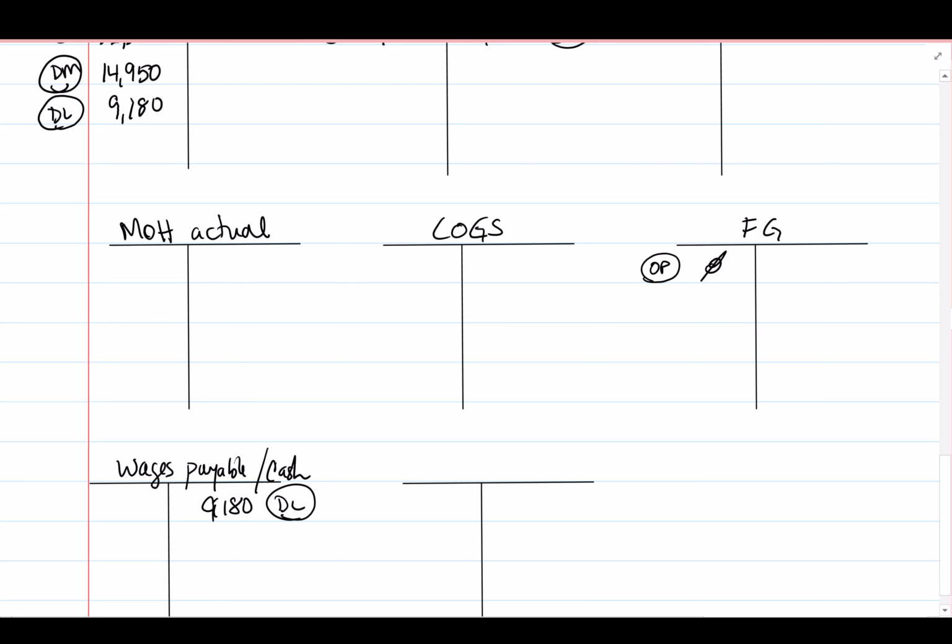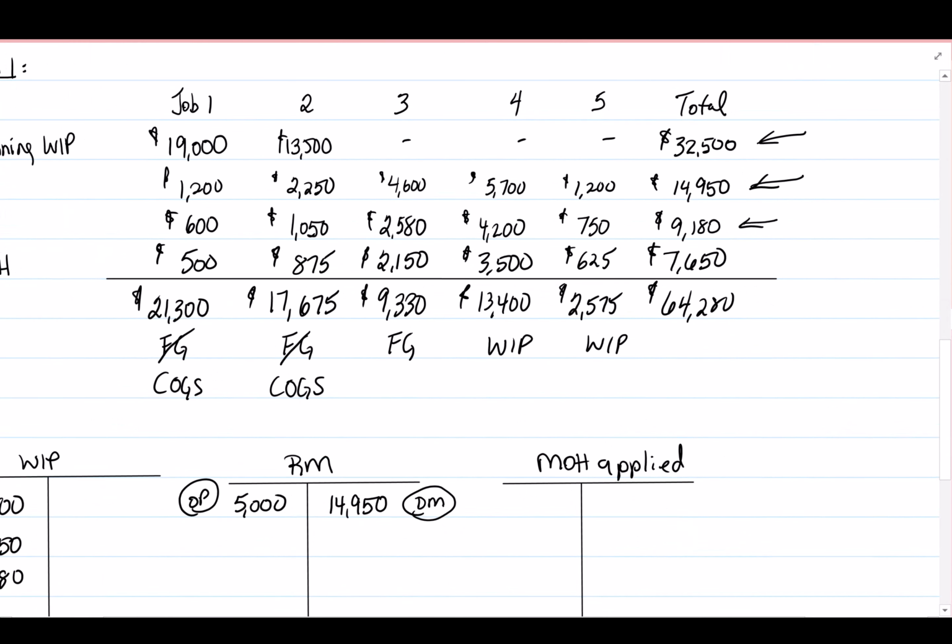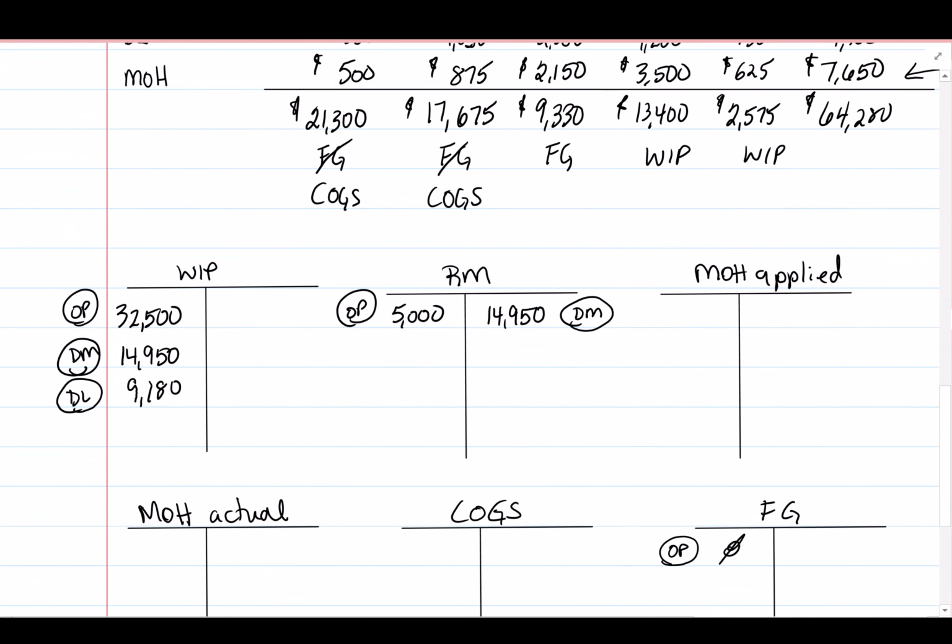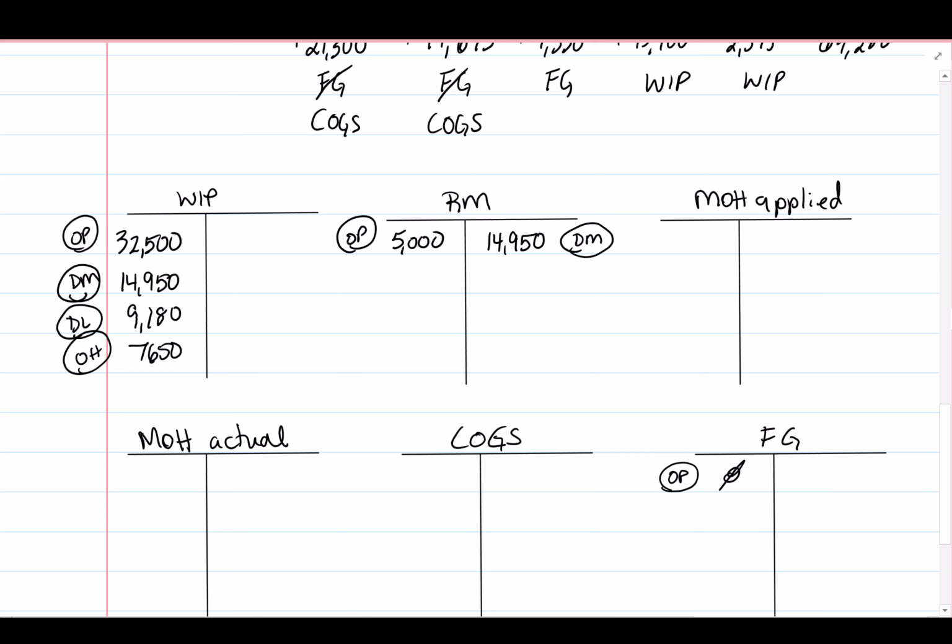We don't really care about that T account, but overhead, $7,650 went into work in process for overhead, and that would have come from MOH applied. So $7,650, because I use the two accounts for overhead. So that's A, B, C, D.